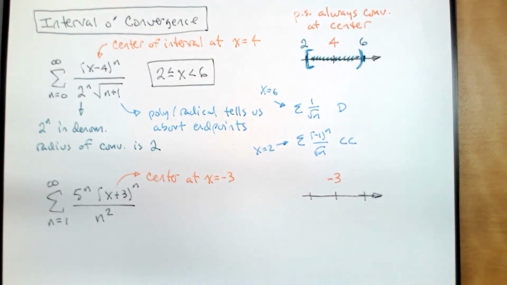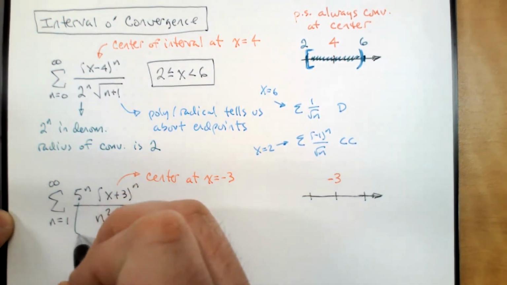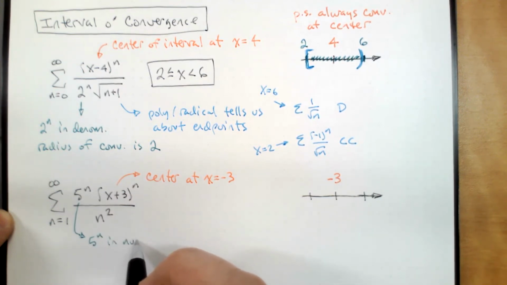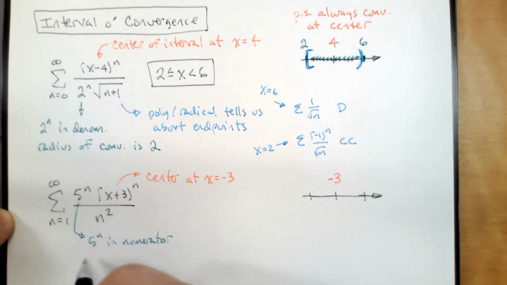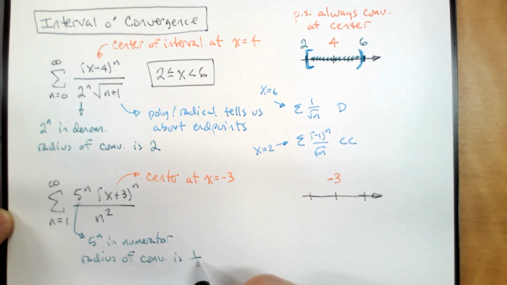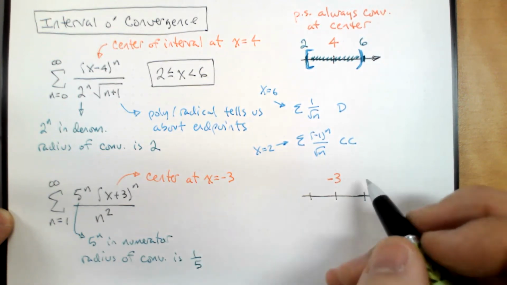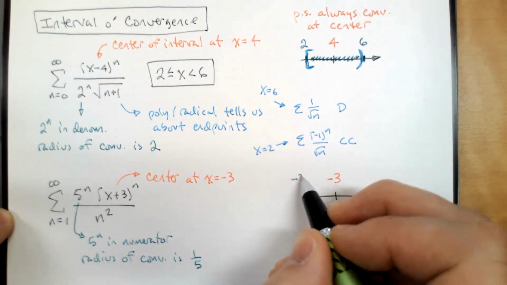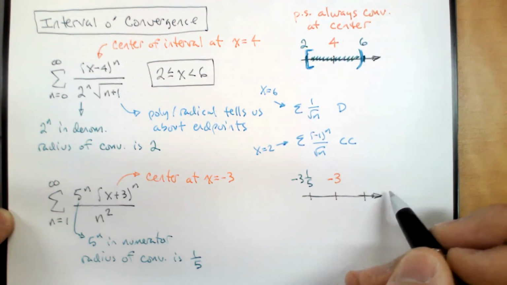There's a 5 to the n in the numerator, so we're going to have to divide by the 5 that's left over. And that makes the radius of convergence 1/5. So we're going to have negative 3 and 1/5 and negative 2 and 4/5.